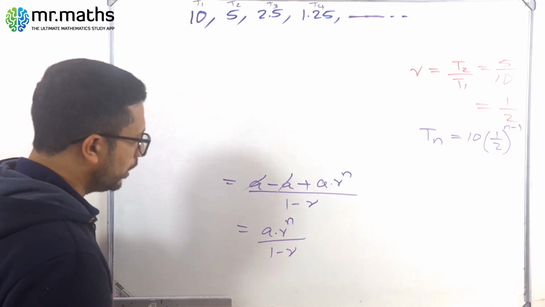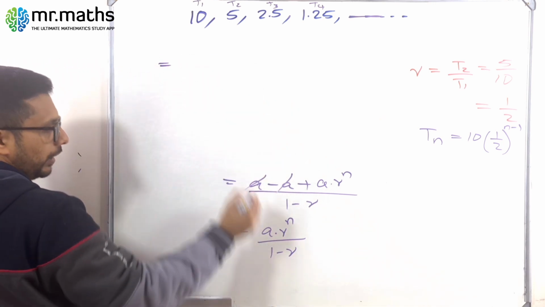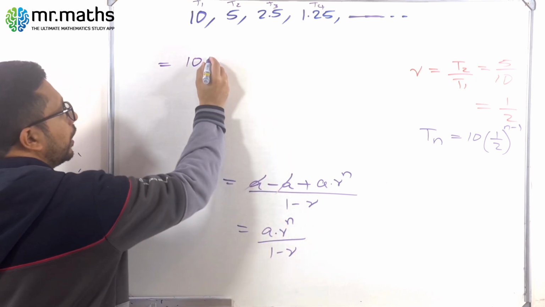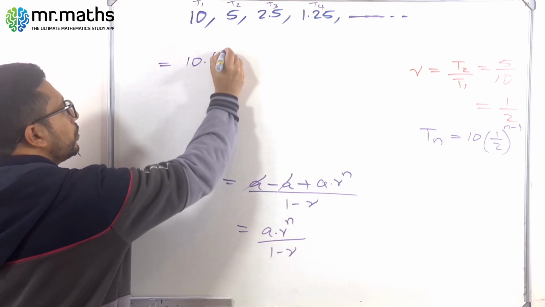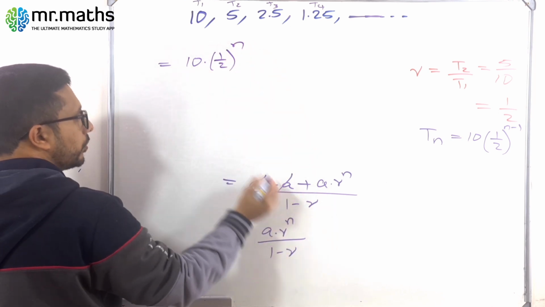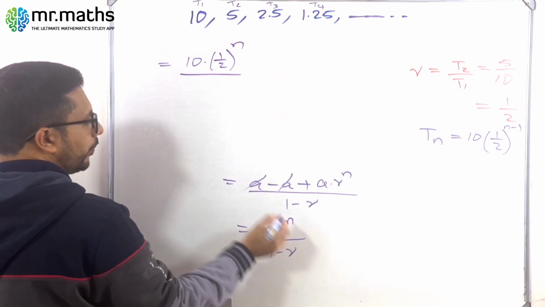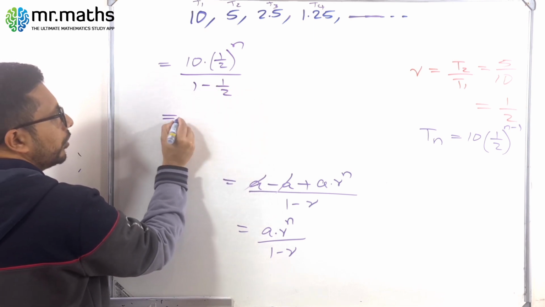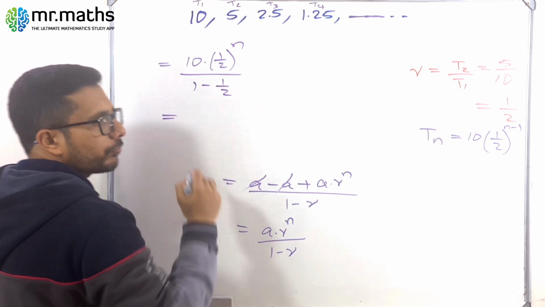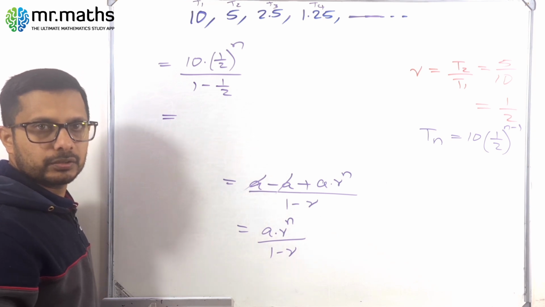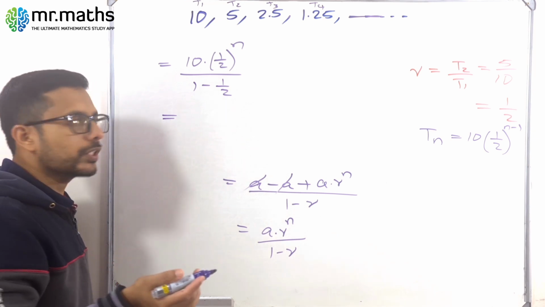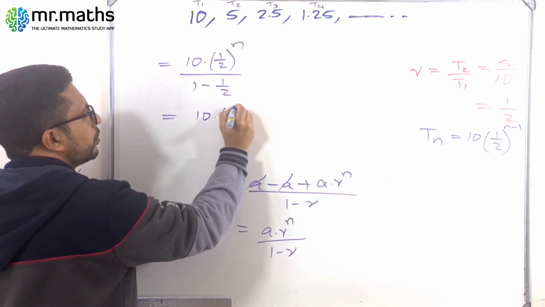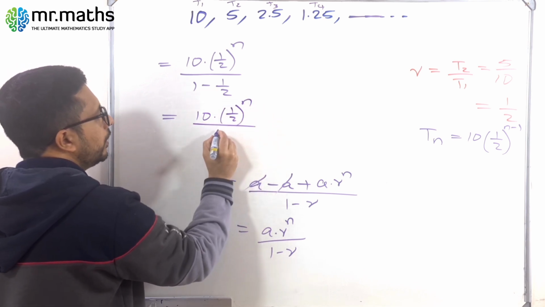What is that? It is equal to a into, a is the first term, 10, into r, r is half, raised to n, divided by 1 minus r, 1 minus half. So here you have to simplify. 1 minus half means half, am I right? Or check in your calculator, 1 minus half is half. So 10 into half raised to n divided by half.